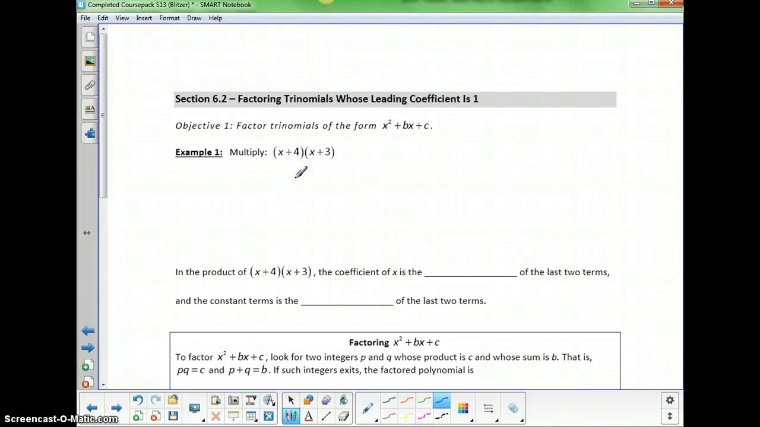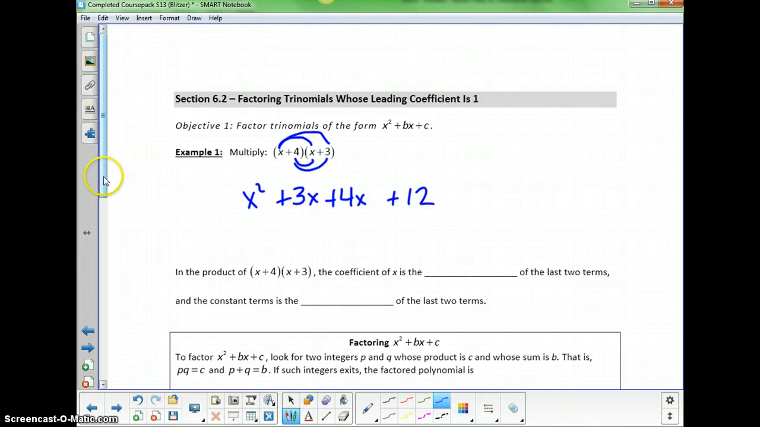We're going to begin section 6.2 with a look at how we distribute two polynomials into each other. So recall that I would multiply x by both parts of the second parenthesis, then come back and multiply 4 by both parts of the second parenthesis. So the distributive property would give me x times x is x squared, plus x times 3 is plus 3x. Then start with the 4. 4 times x is 4x. And 4 times 3 is 12.